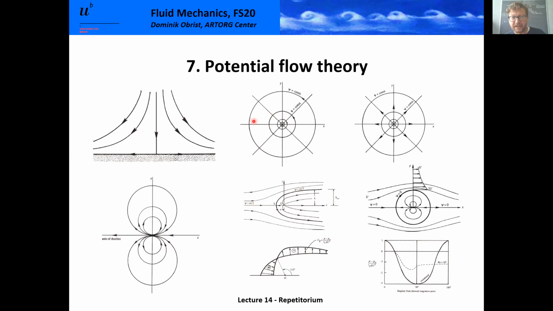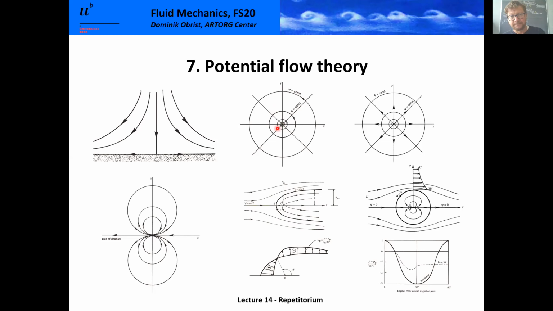For instance, here psi constant is a circle. So these are streamlines, circular streamlines. That describes a vortex in irrotational flow, and we saw that before. It's the ideal vortex. That's a vortex where you have zero vorticity. It has the singularity in the middle. That's usually where the cylinder is sitting, that is rotating.